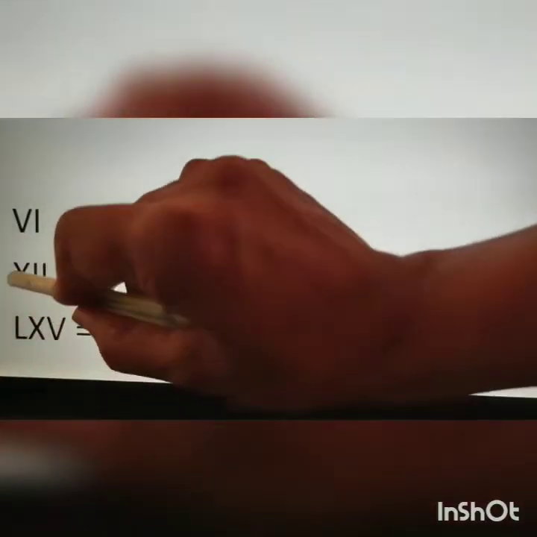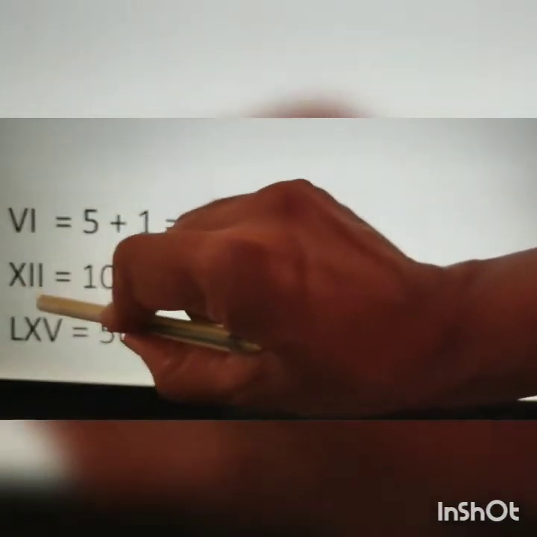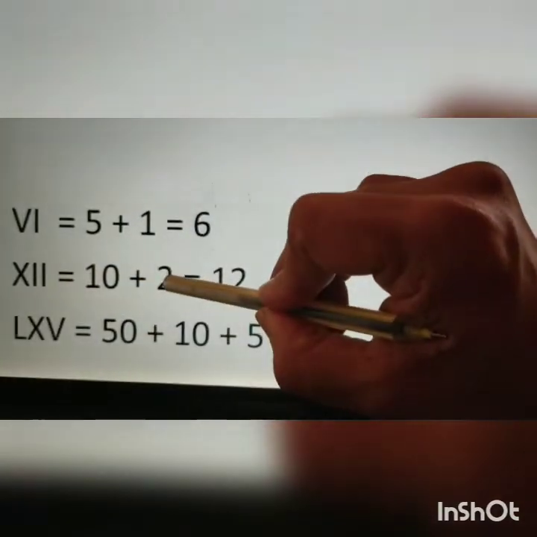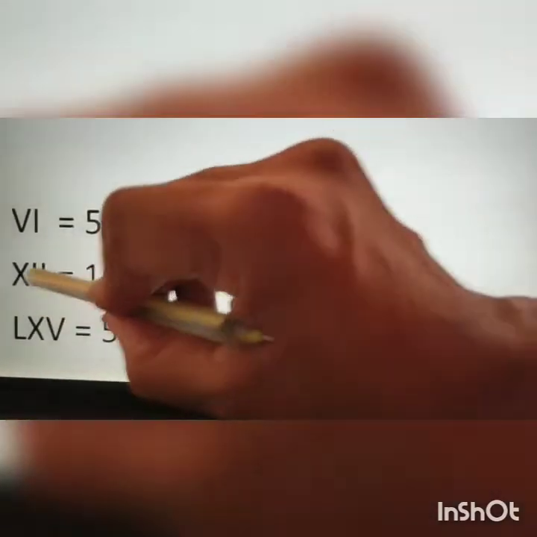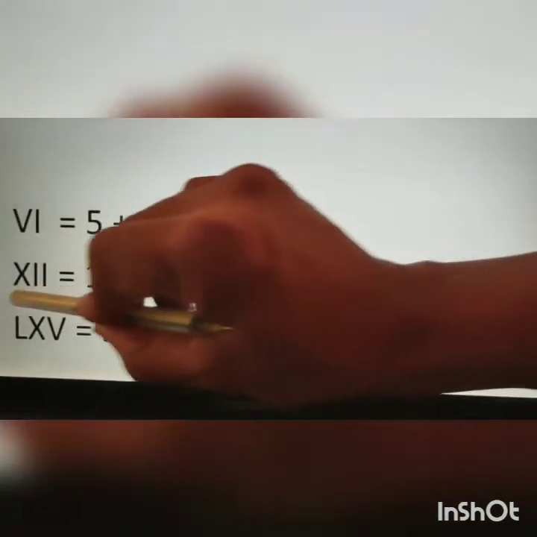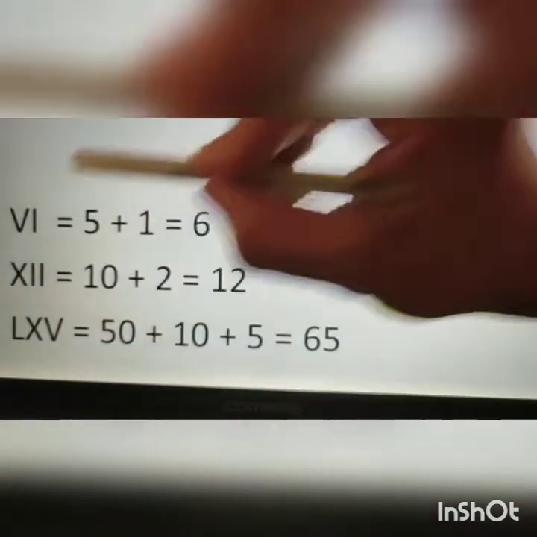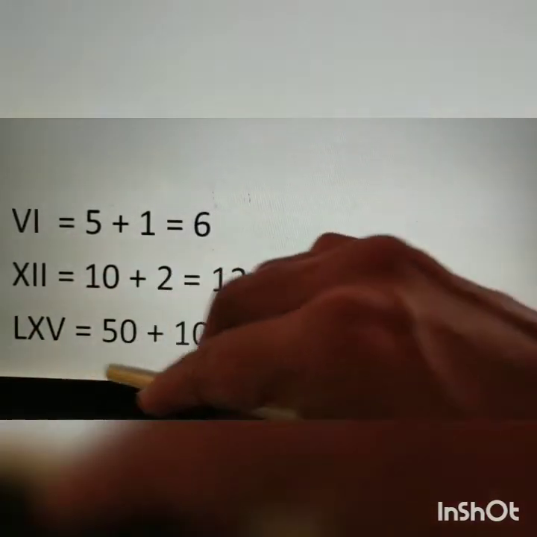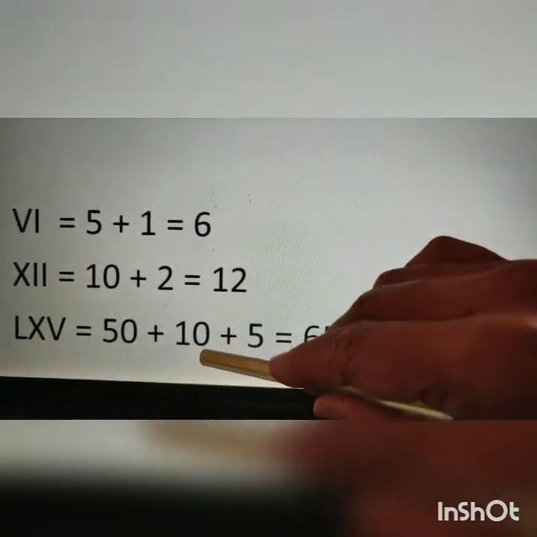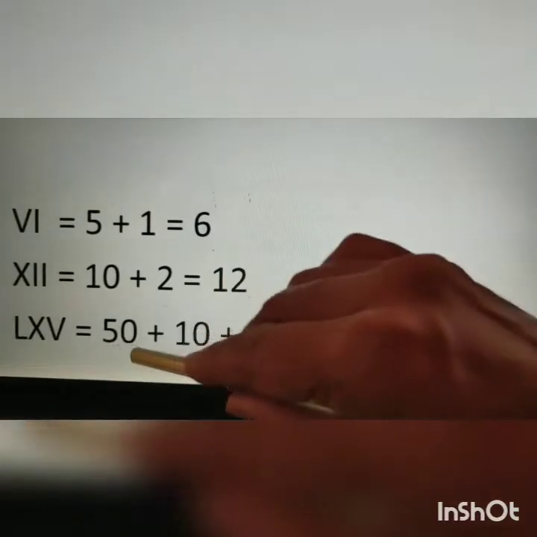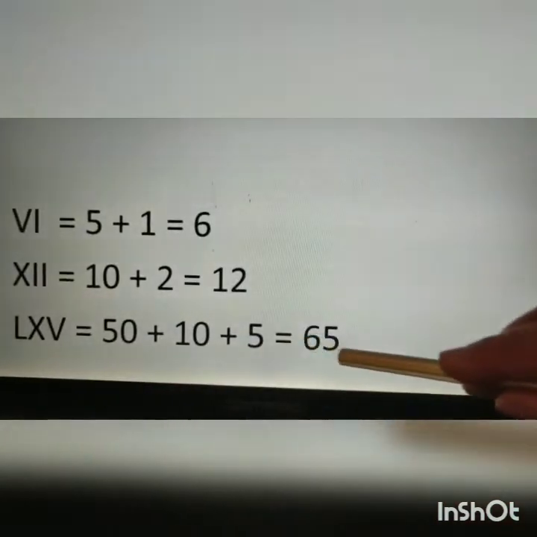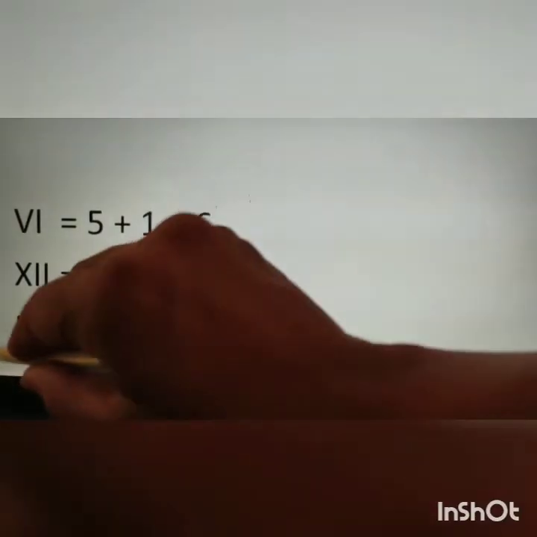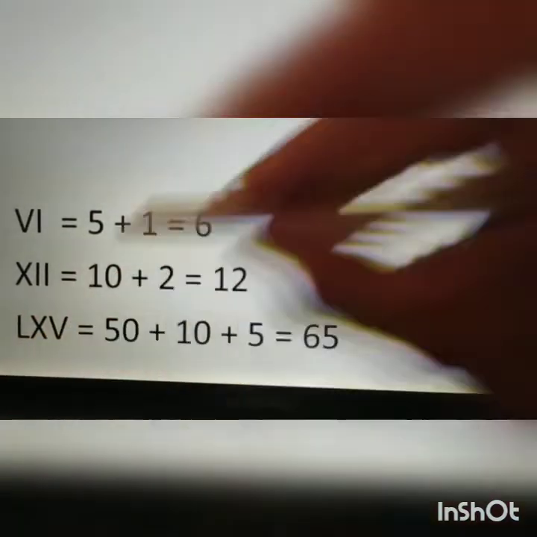Next example: here X represents 10 and these two I represent 2. Since 2 is less than 10, we can add: 10 plus 2 is equal to 12. And in Roman numerals, 12 will be represented as X followed by II. Next example: L, X, V. L represents 50, X represents 10 and V represents 5. So we take the sum: 50 plus 10 plus 5 is equal to 65. So to represent 65 in Roman numerals, it will be written as LXV.